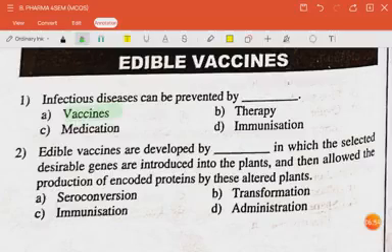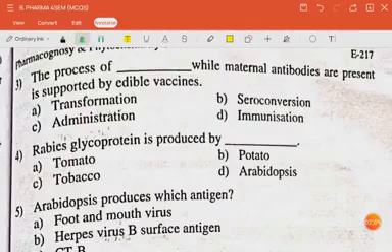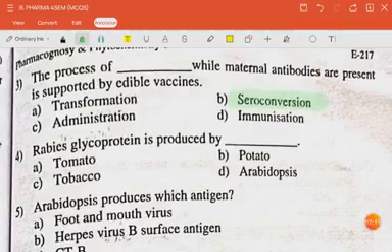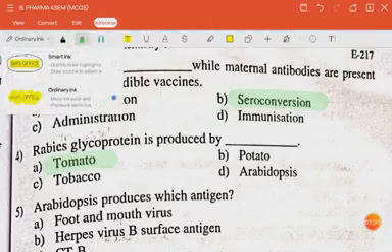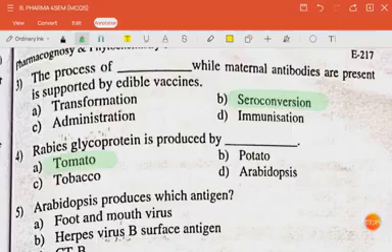The next question is, edible vaccines are developed by Dash in which the selected desirable genes are introduced into the plants and then allowed the production of encoded proteins by these altered plants. Transformation. Next question is, the process of Dash while maternal antibodies are present is supported by edible vaccines. Seroconversion. The next question is, rabies glycoprotein is produced by tomato. The next question is, Arabidopsis produces which antigen?